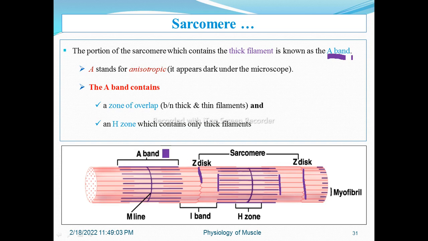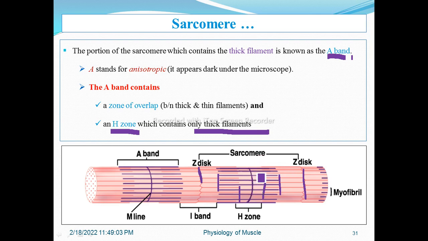The A band also contains the H zone, which contains only thick filament. The middle between this one and this one is known as the H zone. The center of this H zone is known as the M line. This M line divides the H zone into two, and also divides the A band into two. So the A band contains two parts: one where thin and thick filaments overlap, and the other with only thick filament, which is the H zone. This center line is the M line.